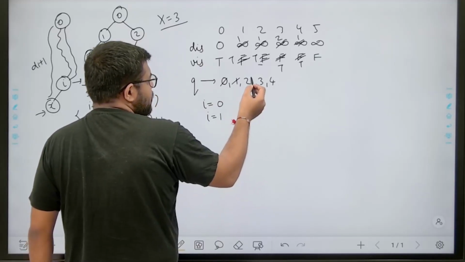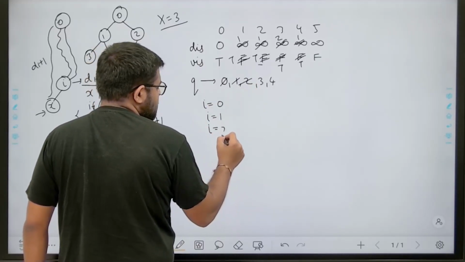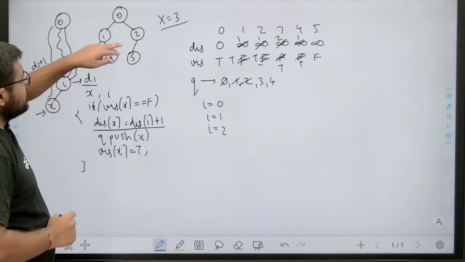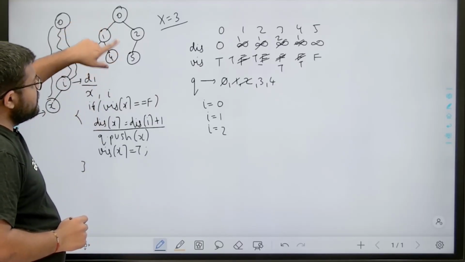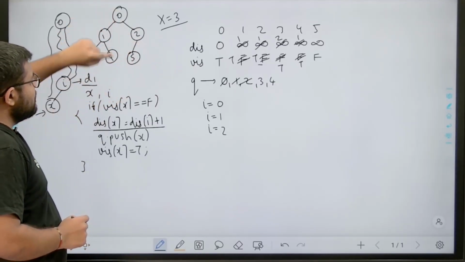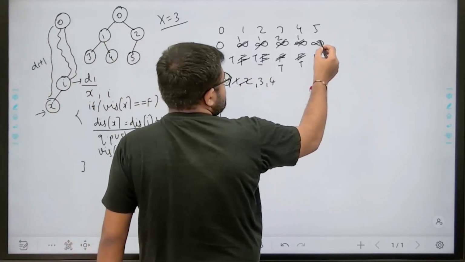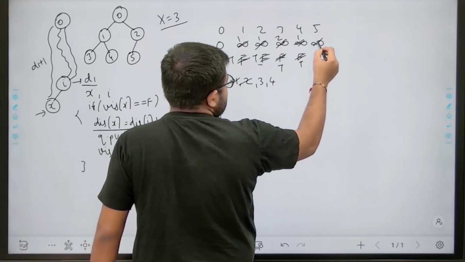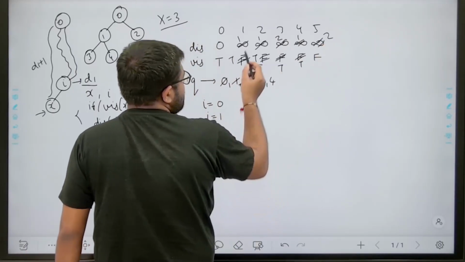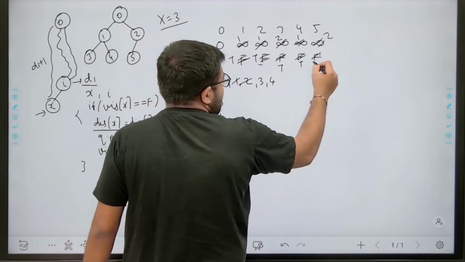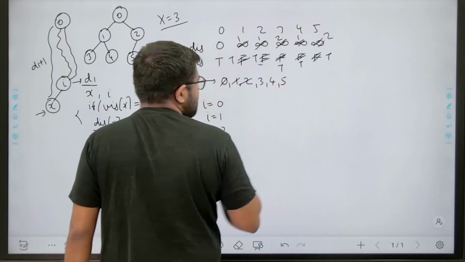Right, now I'll pop the top element from the queue, which is nothing but 2. So what are the adjacent elements of 2? 0 and 5, but 0 is already visited, so I cannot update it. So I'll update 5 because it is not visited before. So distance of 5 equal to distance of 2 plus 1. So it is equal to 2 because distance of 2 is 1. I'll mark this as true and push 5 inside the queue.